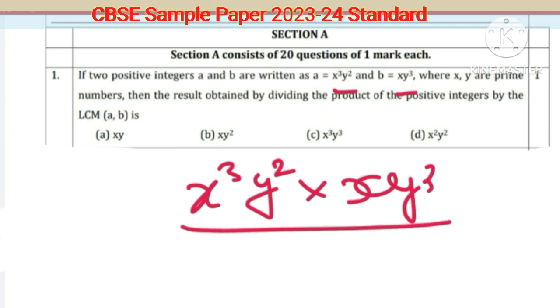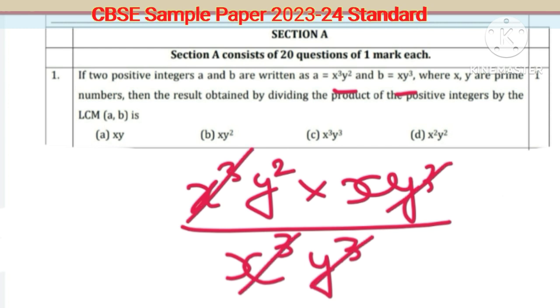Now LCM is the highest power of x and y, so it is x cube y cube. This is the LCM. Now let's do the cancellations. x cube and y cube get cancelled and we are left with xy square, which is given by option B. So B is the right answer.